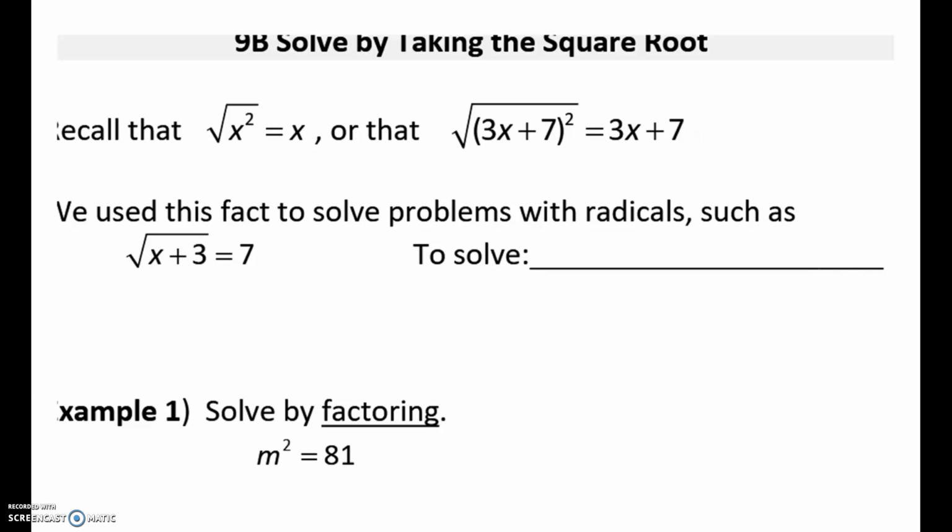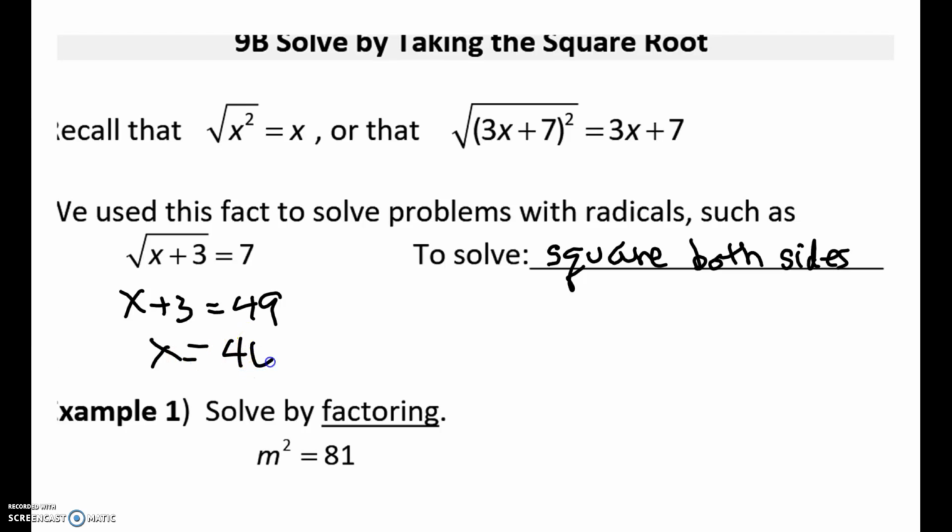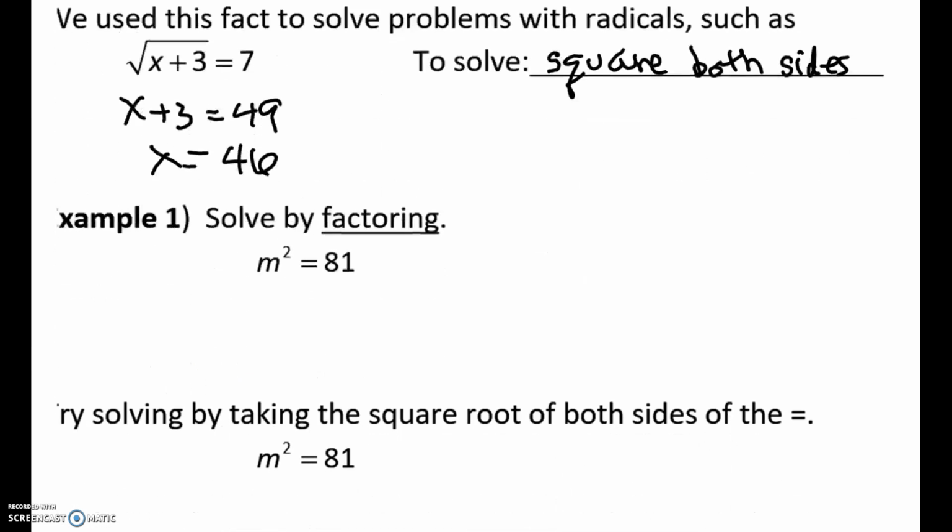For example, if we gave you the problem, the square root of x + 3 equals 7, to solve you would just square both sides. When you do that, you get that x + 3 is equal to 49, or x is equal to 46. Now I want to look at something a little bit different.